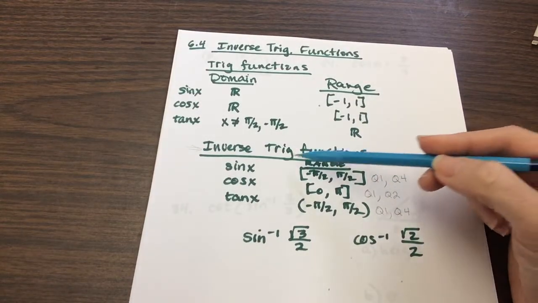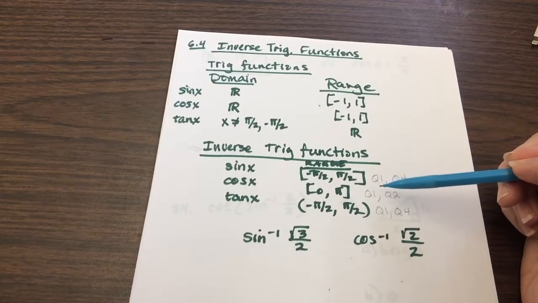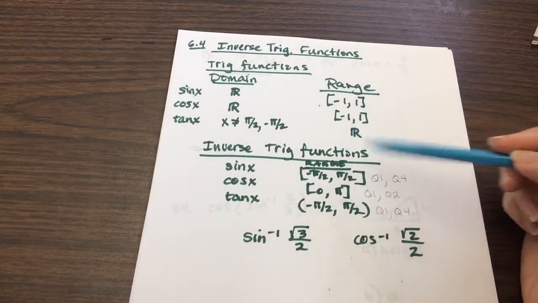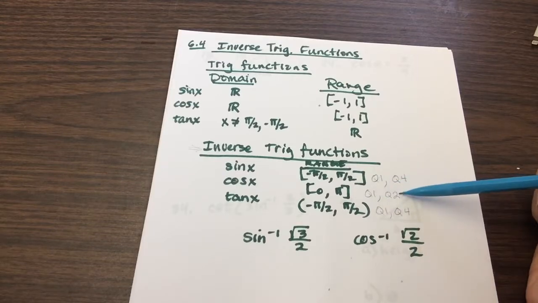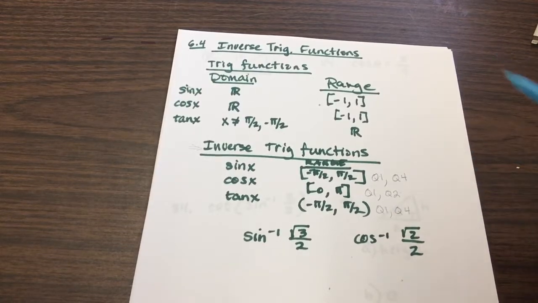So if I'm looking at sine of x, if I got a positive, I'm getting it from quadrant 1. If I got a negative, I'm getting it from quadrant 4. For cosine of x, my positive value is going to be from quadrant 1. My negative value is going to be from quadrant 2. Tangent, quadrant 1, quadrant 4. All right, so I'm going to move on.